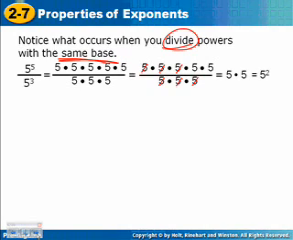5 to the 5th over 5 to the 3rd. 5 to the 5th literally means 5 times 5 times 5 times 5 times 5, doesn't it? 5 to the 3rd literally means 5 times 5 times 5. You agree?